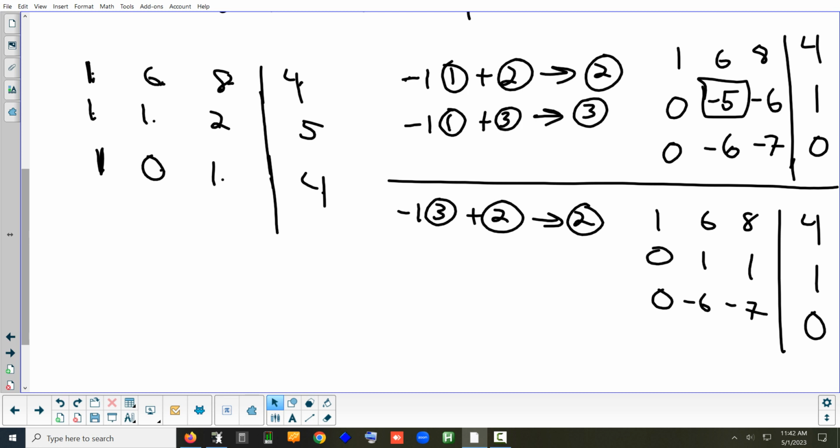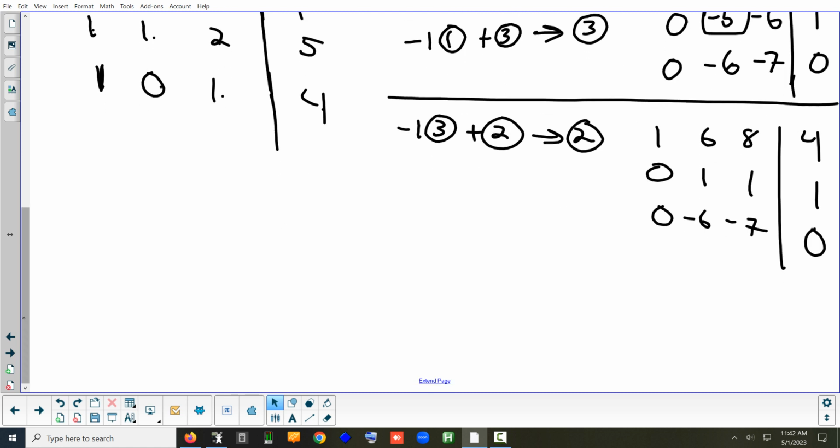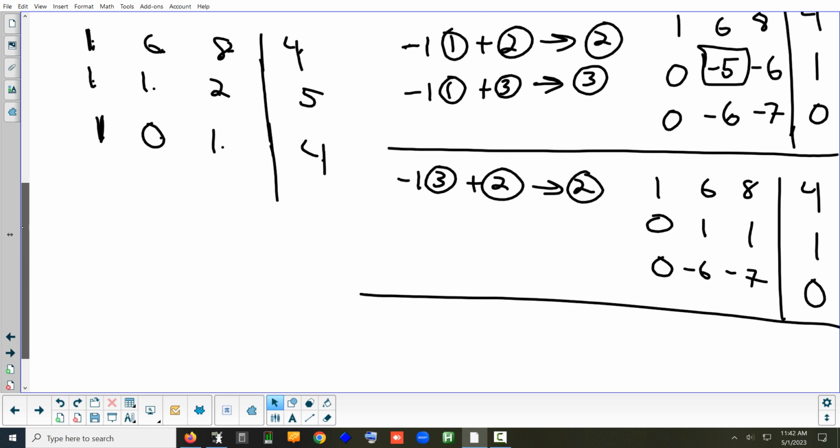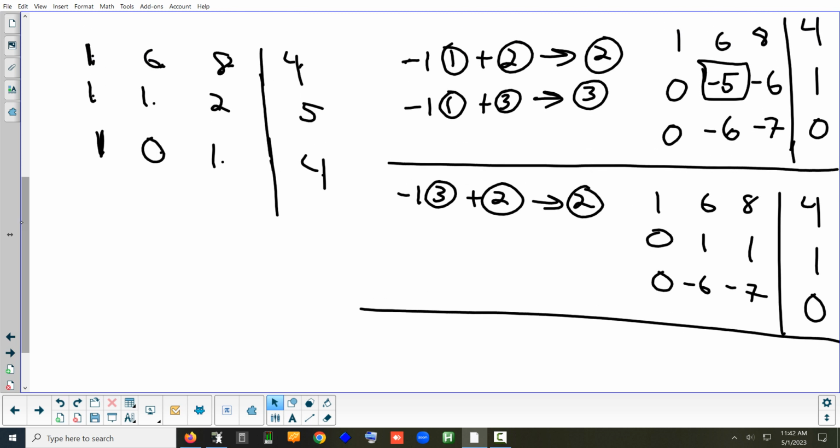So the only thing that we really needed from that was the fourth position total? That was all we did that for. Yes, I just wanted to get a 1 in this row 2, column 2 spot. Alright. Yep.